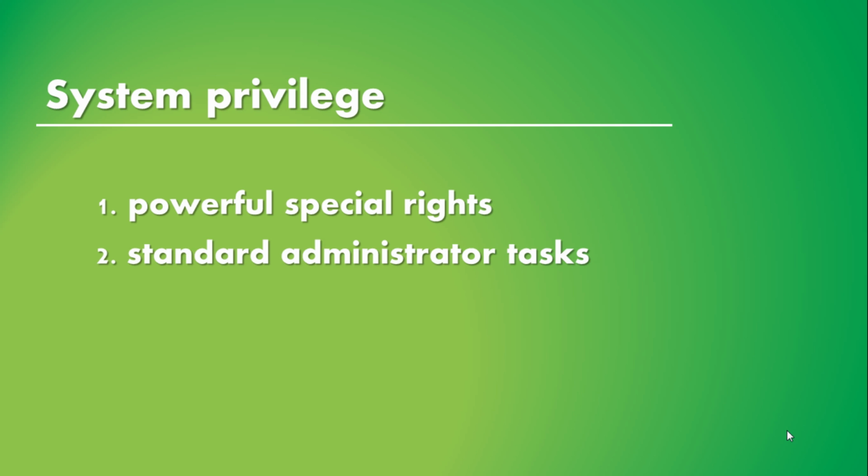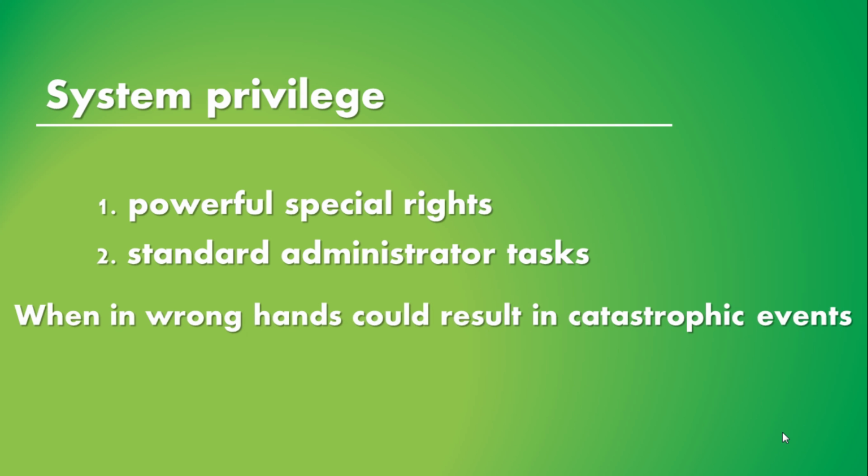Okay, system privilege. System privileges are some powerful special rights given to a user to perform standard administrator tasks in the database. These tasks can be any action on any schema object, for example, create and drop a user or tablespace, flashback or lock any table, and export as well as import the database, and many more. As I mentioned before, system privileges are a quite powerful set of rights, therefore in wrong hands they could result in a catastrophic event. Hence these should be granted very responsibly and only when absolutely necessary. As they say, with great power comes great responsibility.